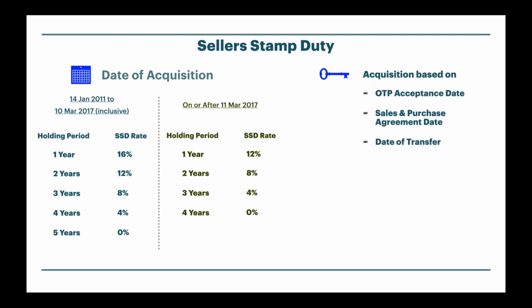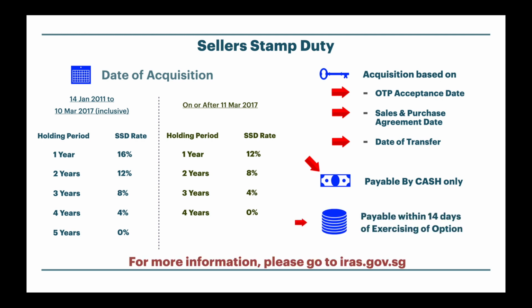The acquisition dates are based on the OTP acceptance date, the sales and purchase agreement date, or date of transfer. And note that this is payable by cash only, and it's payable within 14 days of exercising an option. So do bear that in mind. And if you are not sure, or you need more information, please head towards iras.gov.sg to gather more information. Okay, let me talk about some simple examples here.